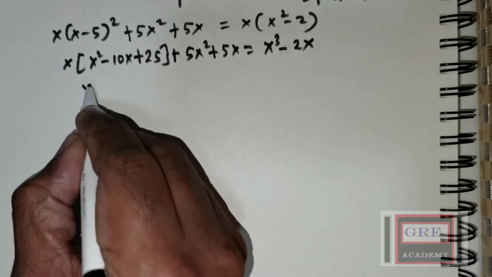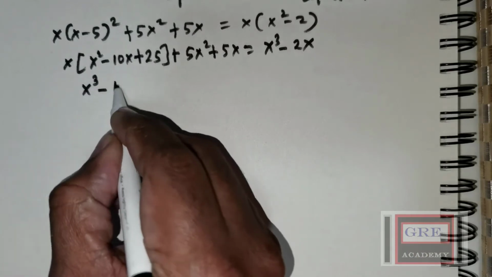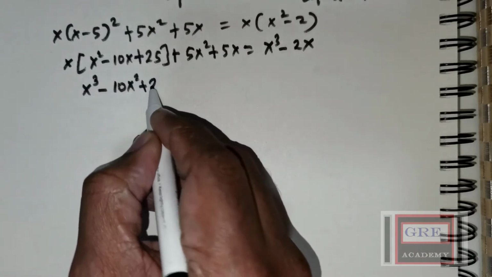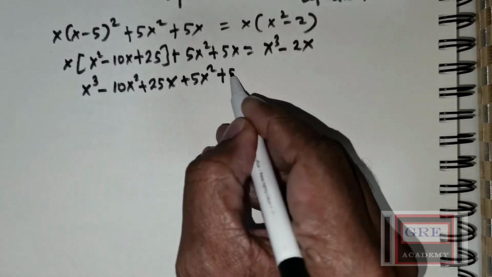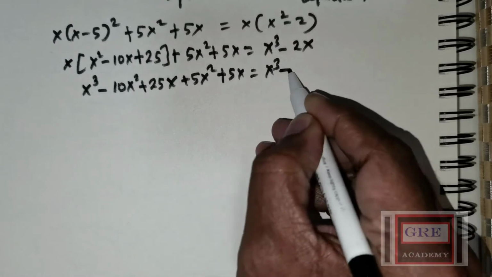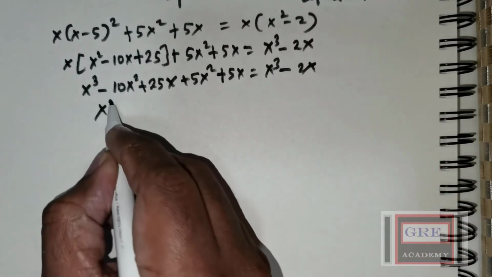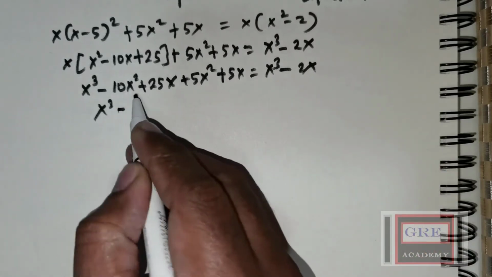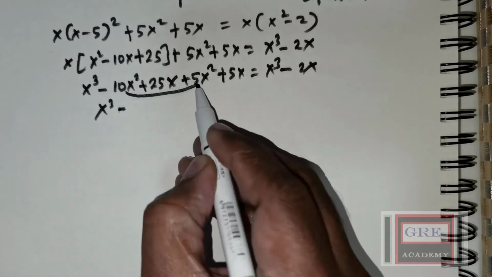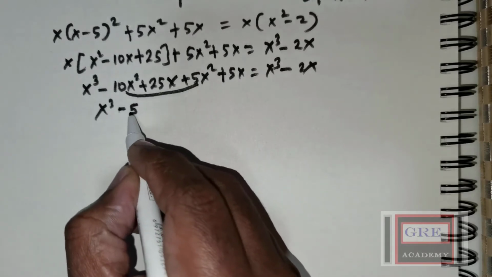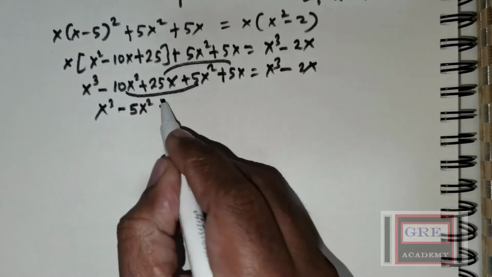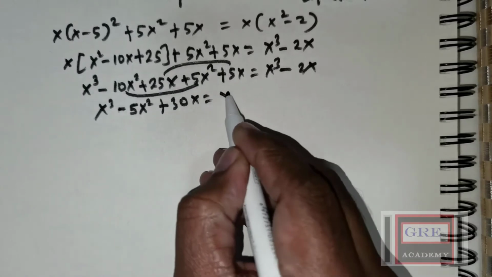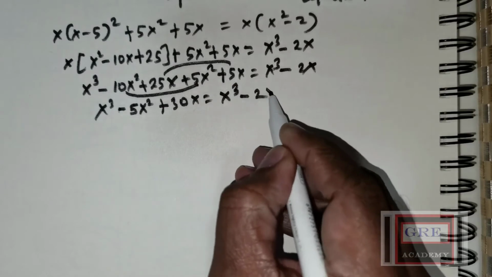I can expand this again. This is going to be x³ − 10x² + 25x + 5x² + 5x = x³ − 2x. I can rewrite this as x³ − 10x² added with +5x² would give me −5x². 25x added with 5x would give me 30x, equal to x³ − 2x.